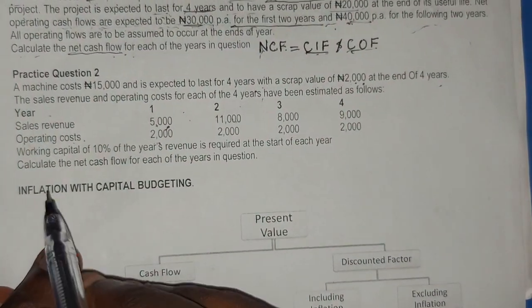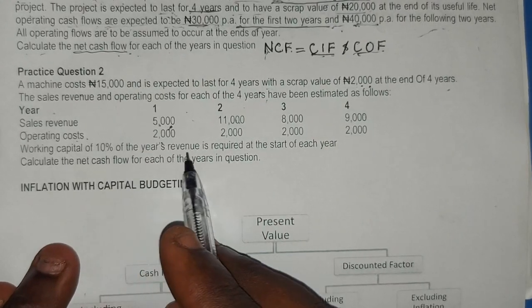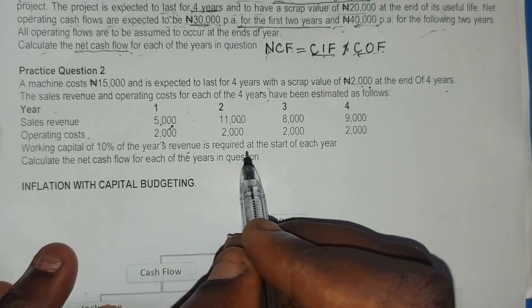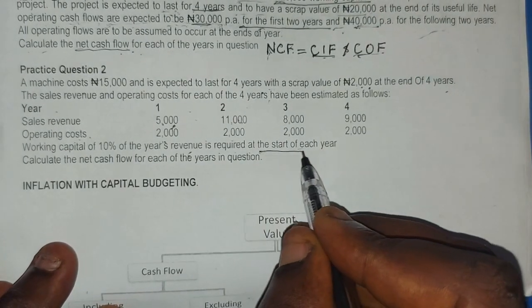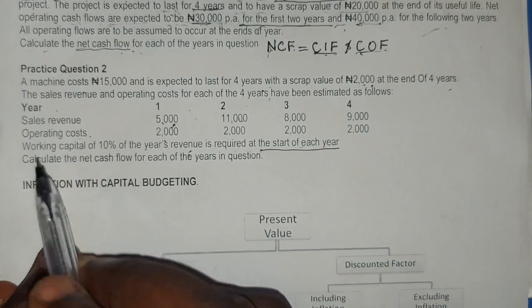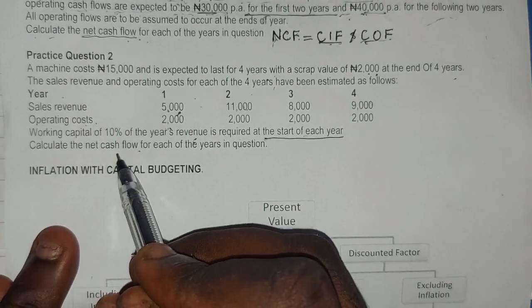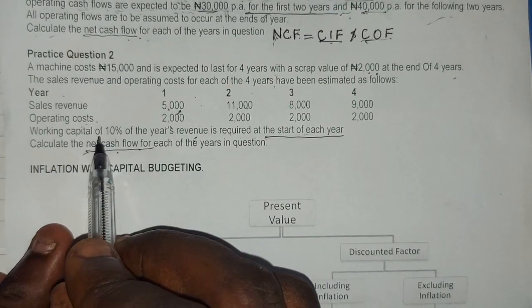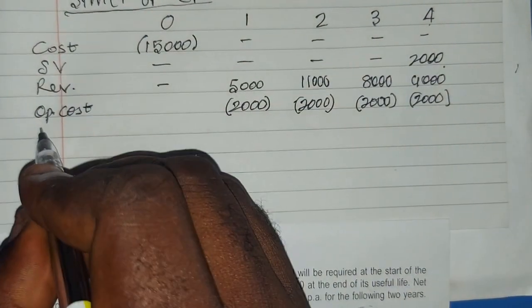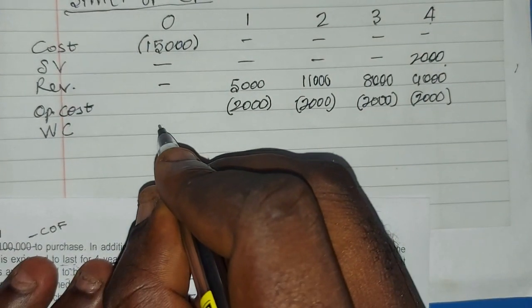Now, we have working capital of 10% of the year's revenue, required at the start of each year. Take note of this. They said calculate the net cash flow. That is the difference between inflow and outflow. So working capital is 10%. Now let's start.